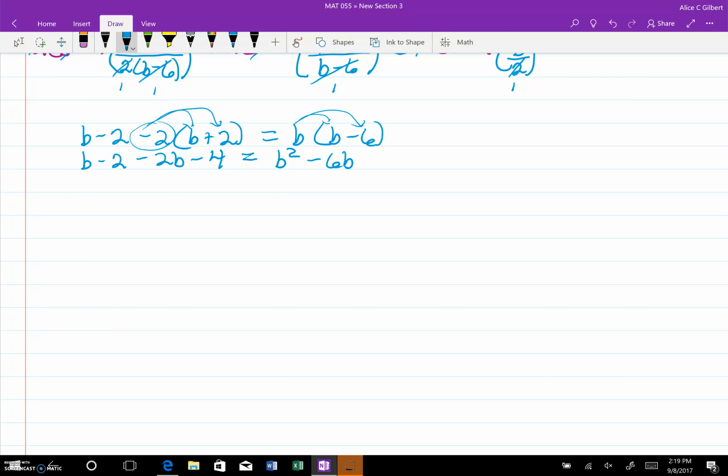Now I'm going to combine any like terms that I have on either side of the equal sign. So I've got a b and a negative 2b. So that makes this be negative b. So those are done. And then I've got a negative 2 and a negative 4. So that makes that be negative 6. That's an addition problem whose signs are the same. So I add the numbers, keep the sign. And I don't have anything on the right side of the equal sign to combine. So I'll just write this down.